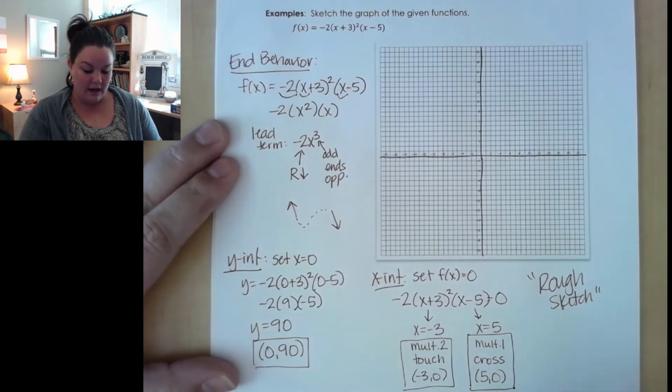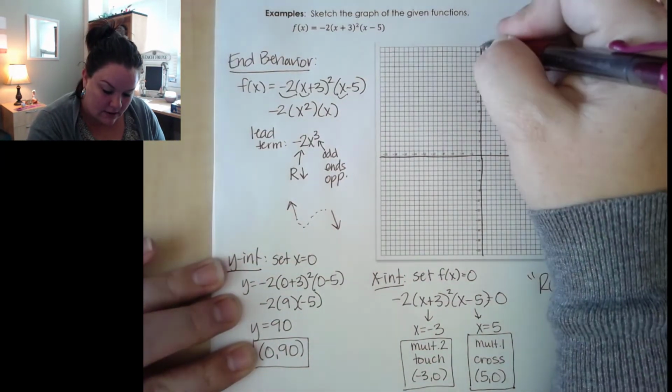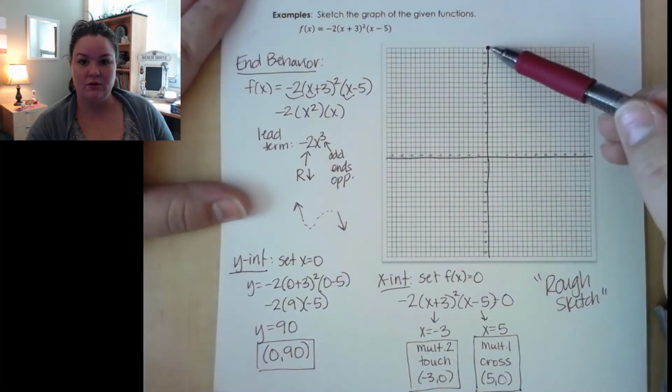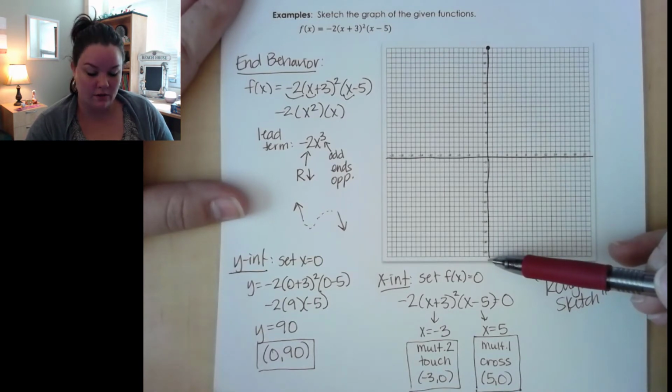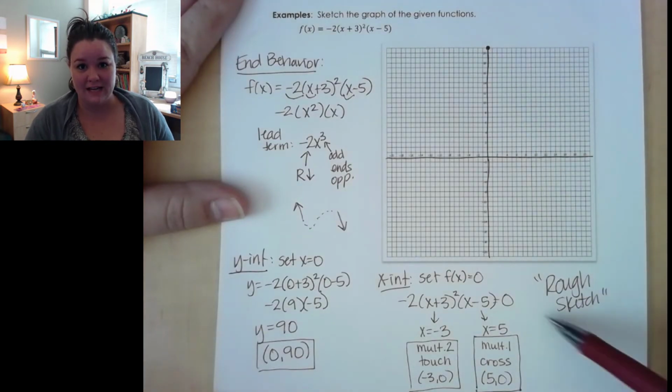All right, so we're going to go ahead and graph our y-intercept, which is up here at 90, which is the top. If you ever have a y-intercept that is larger than your graph or much smaller than your smallest y value, we're going to go ahead and just plot it at the top, okay? Because again, this is a rough sketch, okay?